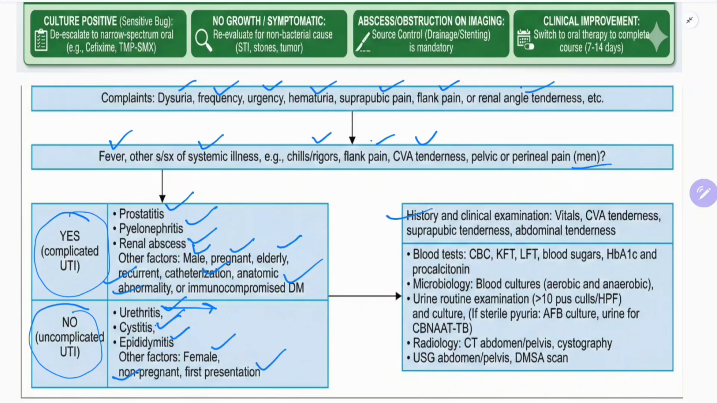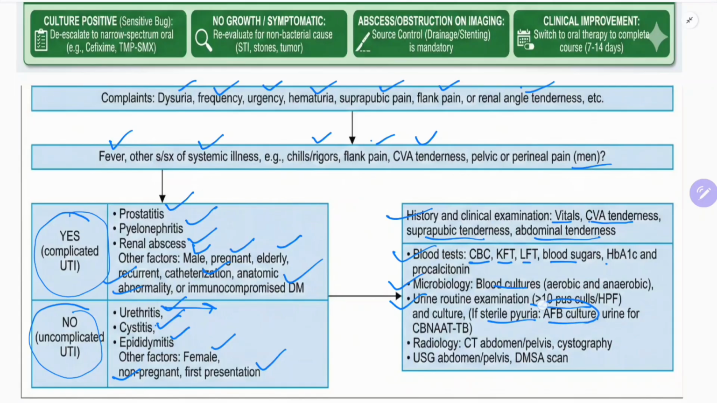On examination, check vitals, severe tenderness, suprapubic tenderness, abdominal tenderness. Blood tests: CBC, LFT, RFT, blood sugars, HbA1c, and procalcitonin. Microbiology: blood cultures, aerobic and anaerobic. Urine examination: if more than 10 pus cells are there, that means urine infection, so send for culture. For sterile pyuria, AFB culture should be done.